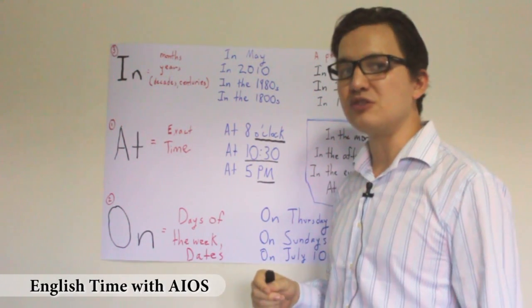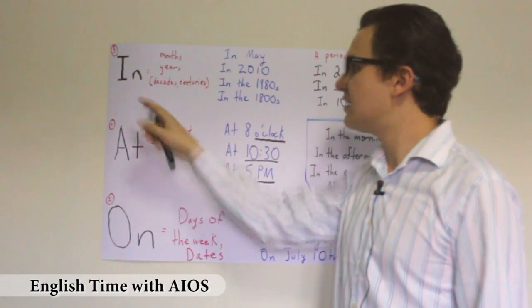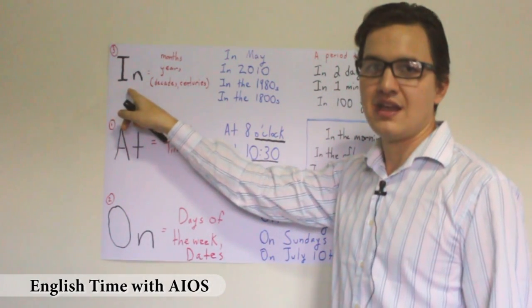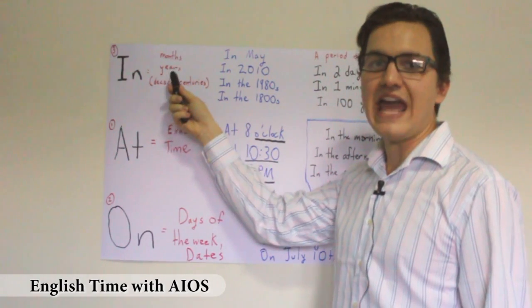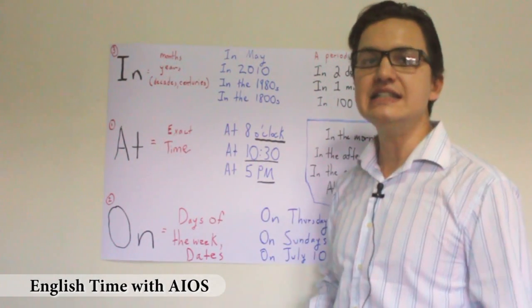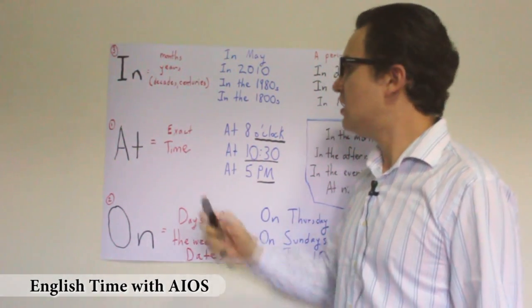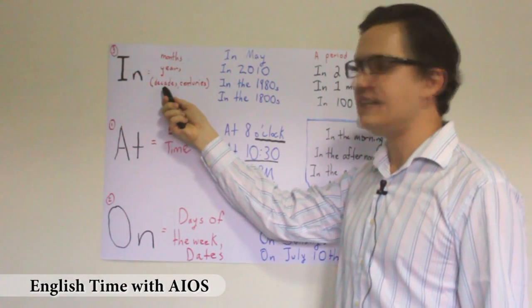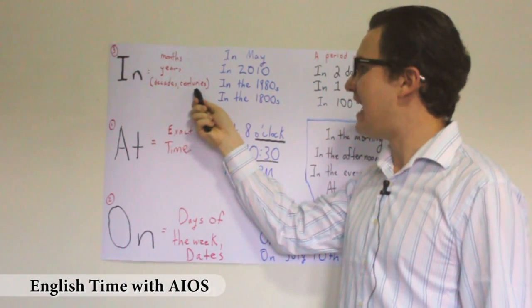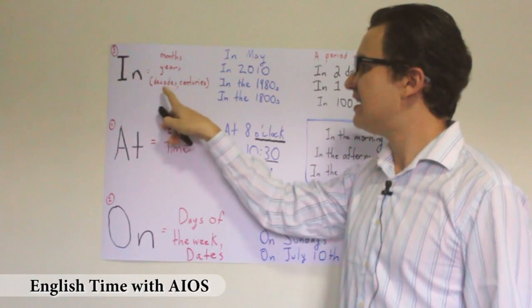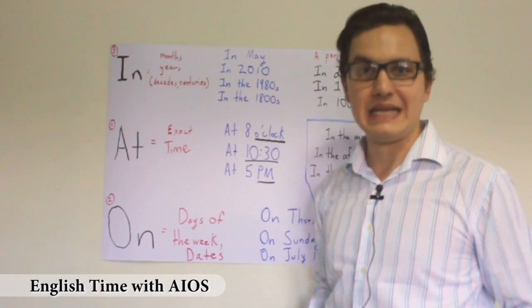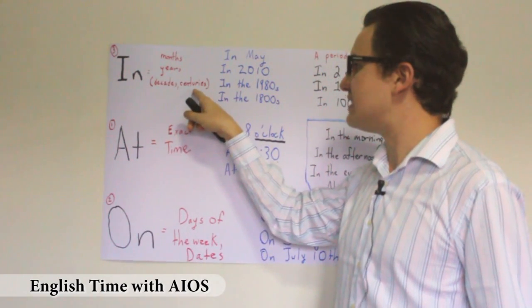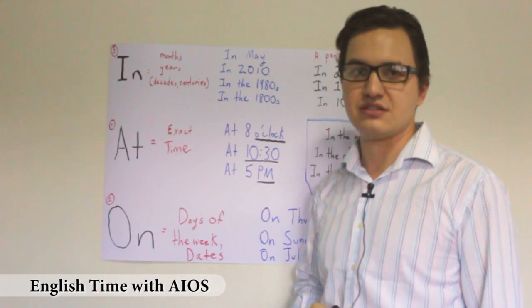Now, we're going to start with the most difficult first. That's in. In is to be used with months and years. So we have also the idea of decades and centuries. Decades is 10 years, and centuries are 100 years.